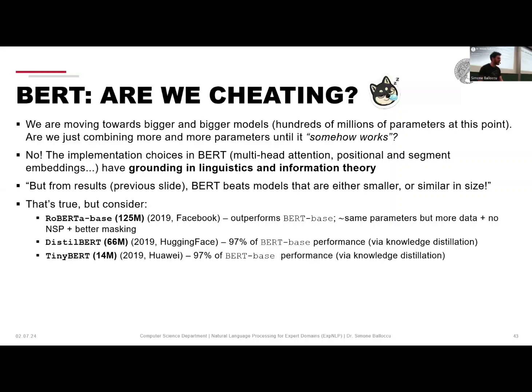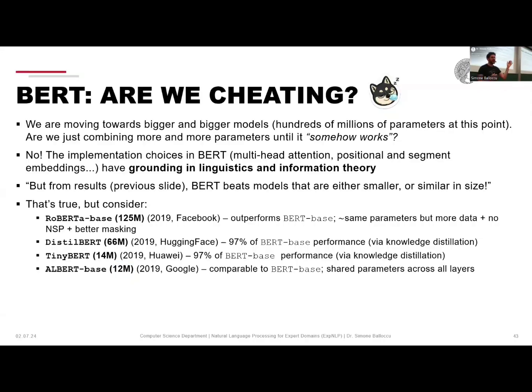Okay, let's go to TinyBERT. 14 million parameters, 97% of the performance of BERT. Again, via knowledge distillation. You want another one? ALBERT, 2019, 12 million parameters, shared parameters across all layers. Which means that now every encoder layer doesn't have a different set of parameters, they just share them. And it's still comparable to BERT base with now 10% of the parameters.